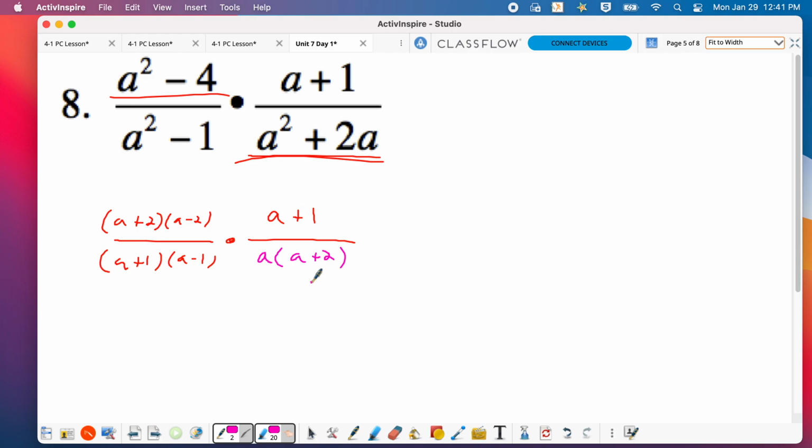So I've factored each of my pieces. Now I'm going to cancel what's the same on the top and the bottom. All right, so I have an A plus 1 and an A plus 1. I have an A plus 2 and an A plus 2. And these three pieces are not exactly the same as anything else, so I'm going to leave those.